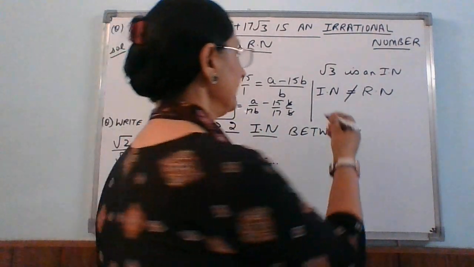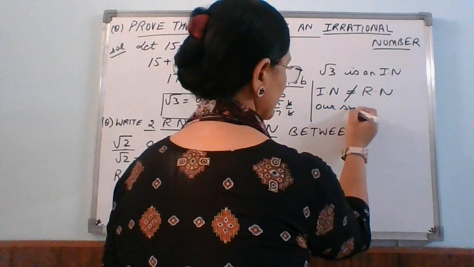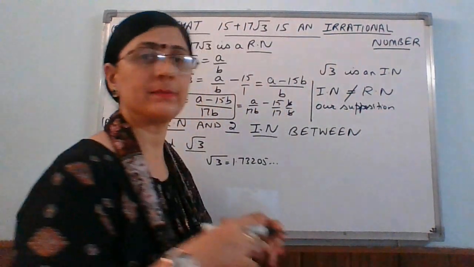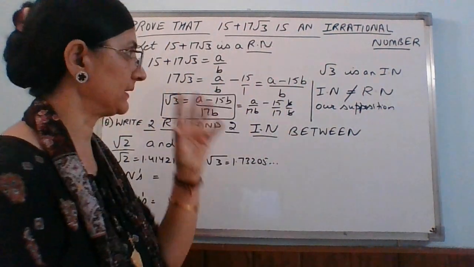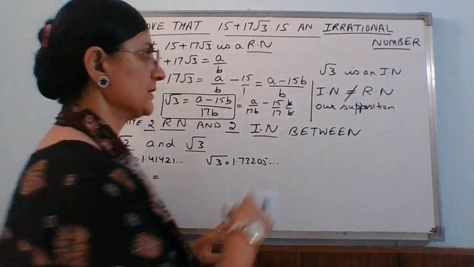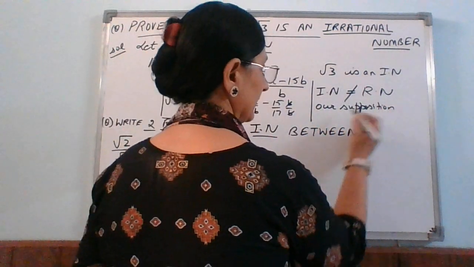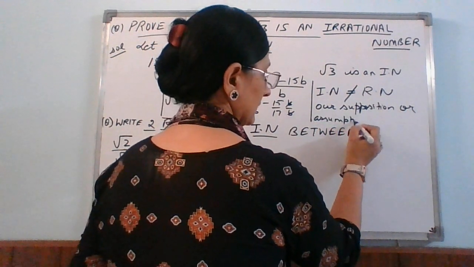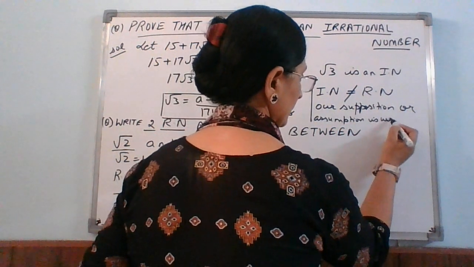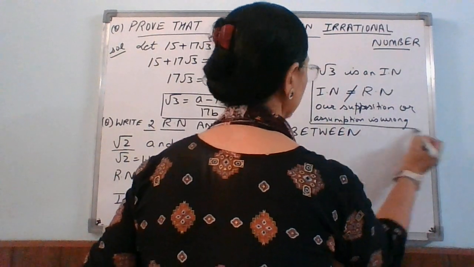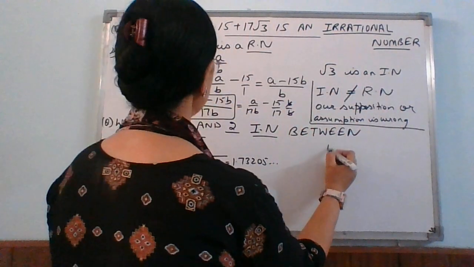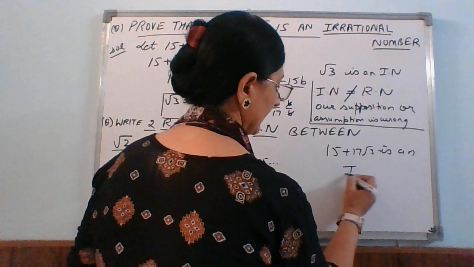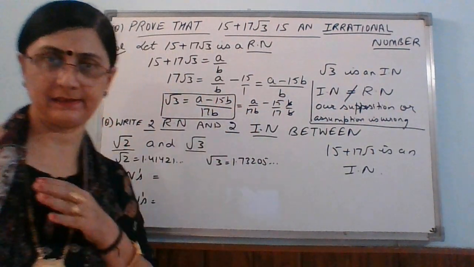It means our supposition is wrong. Supposition means what we have supposed. हमने क्या suppose किया था, हमने क्या assume किया था that it is a rational. So our supposition or assumption is wrong. So ये wrong है हमारी assumption कि ये एक rational number है. So we will say in the last that 15 plus 17 root 3 is an irrational number. I hope it's clear, children.